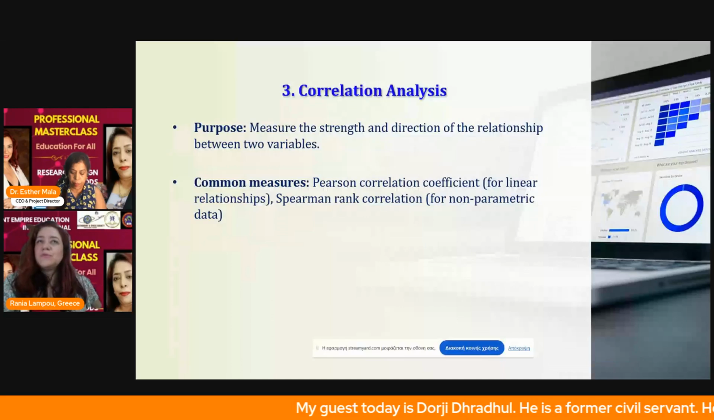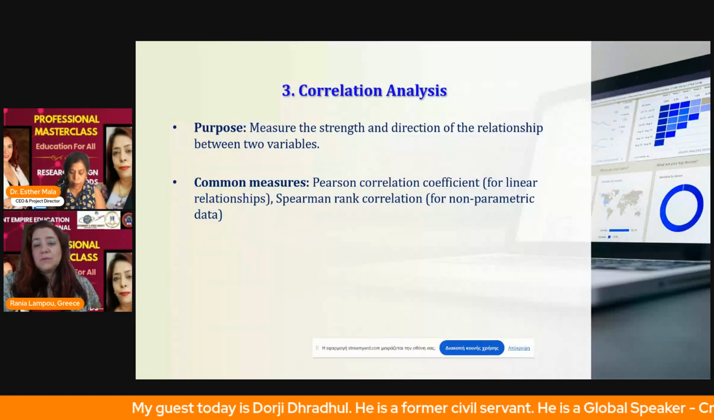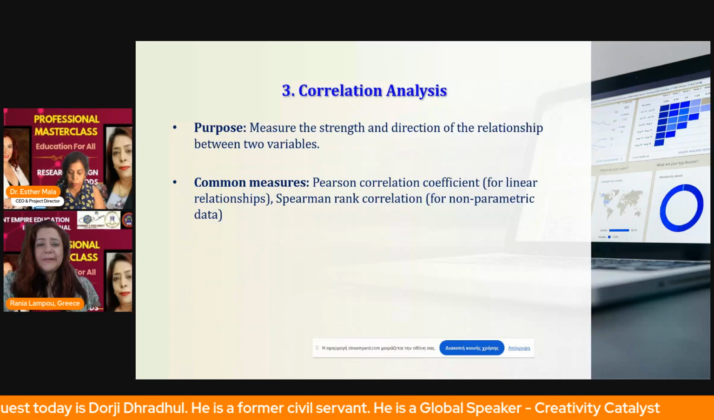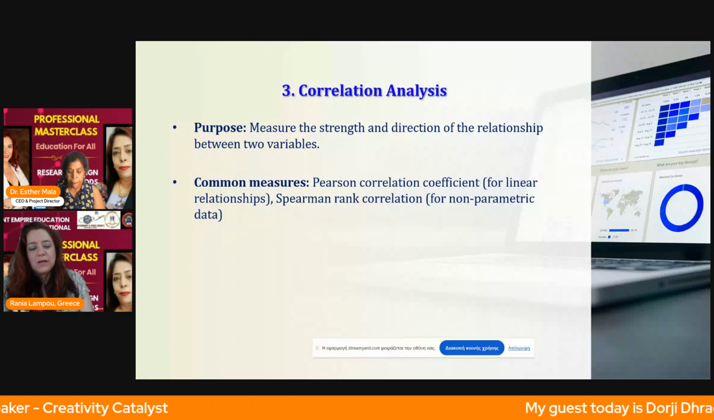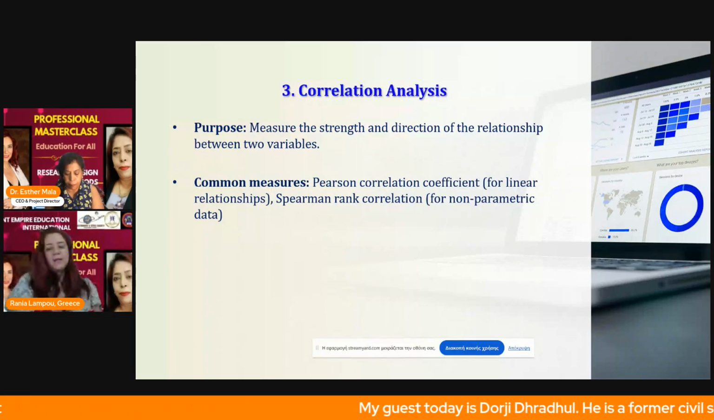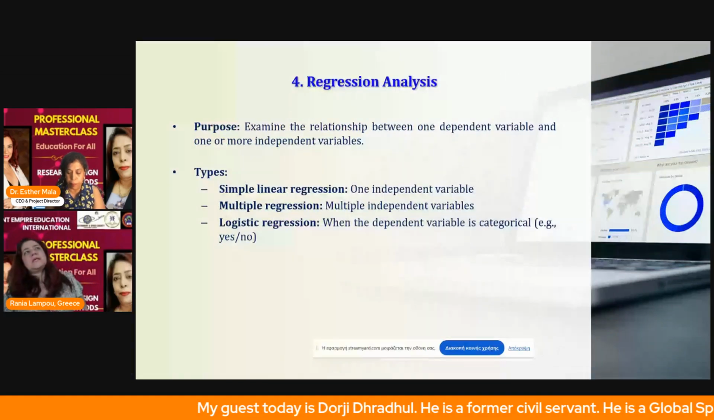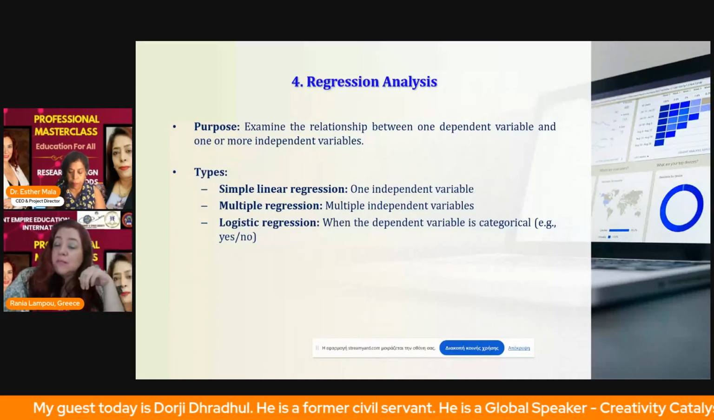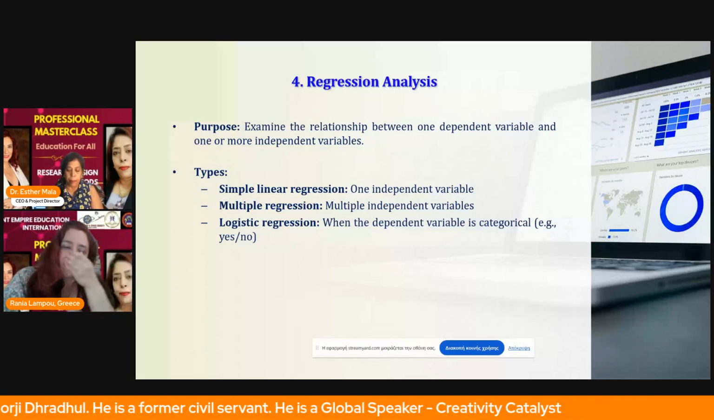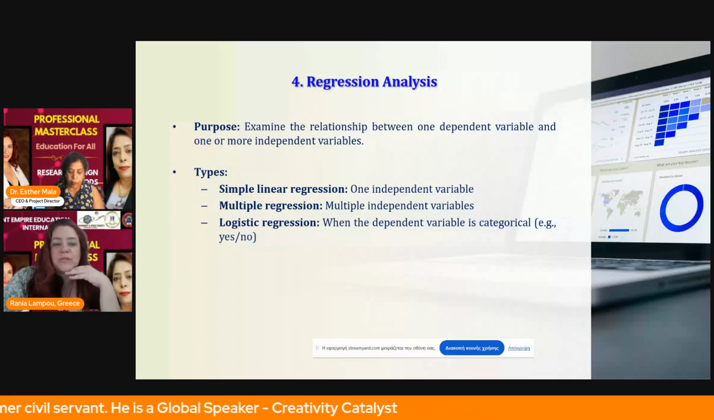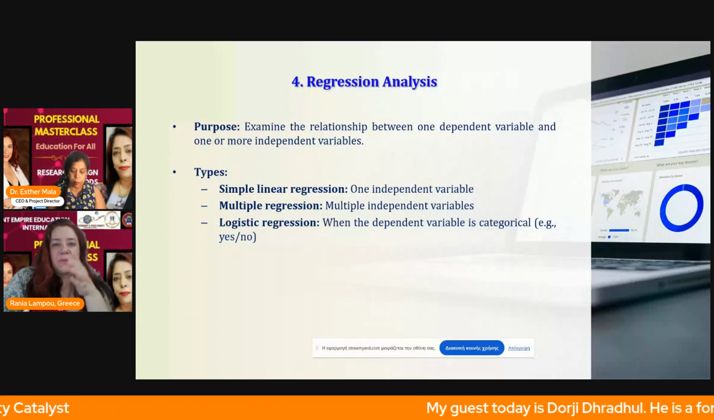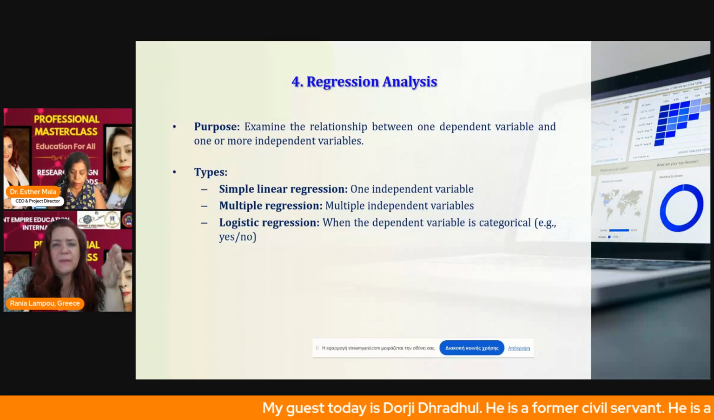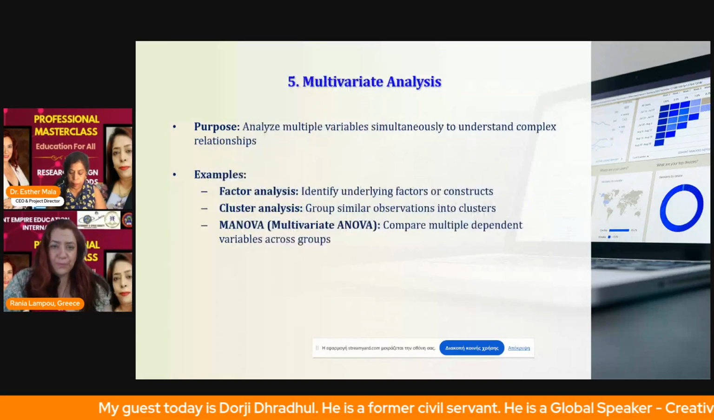Correlation analysis, the purpose is to measure the strength and direction of the relationship between two variables. Here, the common measures are the Pearson correlation coefficient for linear relationships and Spearman rank correlation for non-parametric data. Then we have regression analysis, when we want to examine the relationship between one dependent variable and one or more independent variables. So what are the common types? Simple linear regression, where we have one independent variable; multiple regression, with multiple independent variables; and logistic regression, when the dependent variable is categorical, yes or no.